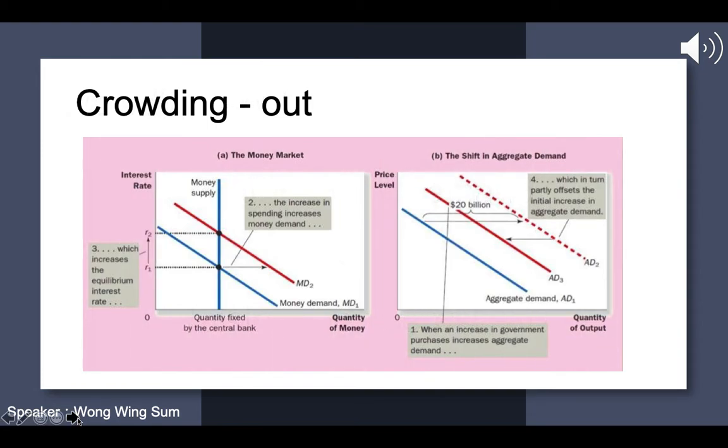This graph tells us how to evaluate the AD model when it is raising the interest rate. Just like in the graph, it explains that an increase in government purchases increases the AD curve. The increase in spending increases money demand, which increases the equilibrium interest rate. Lastly, in graph B, you can see that this in turn offsets the initial increase in the AD curve.